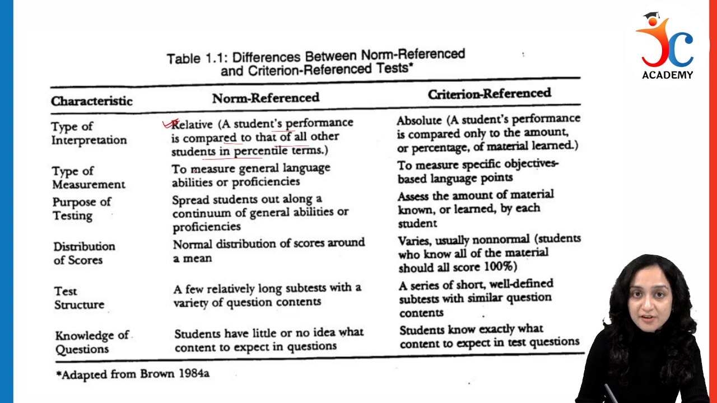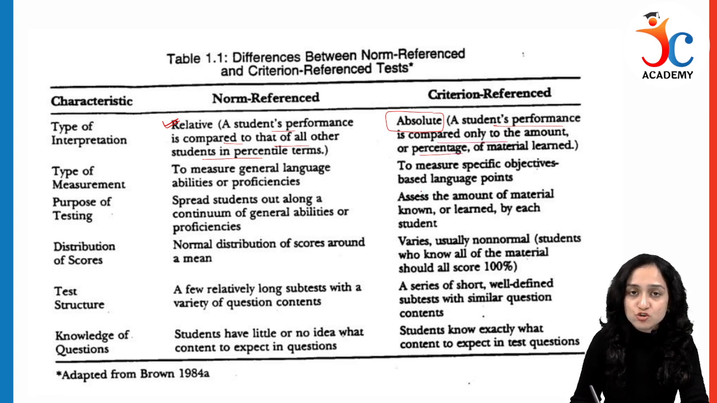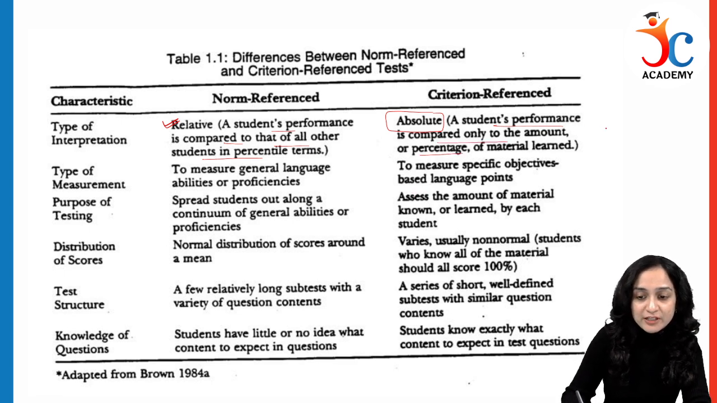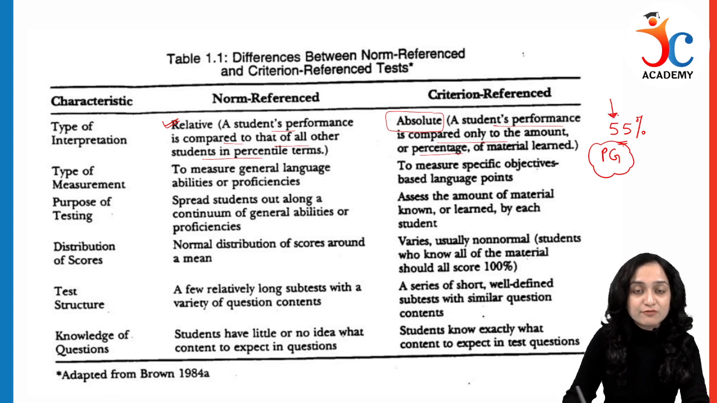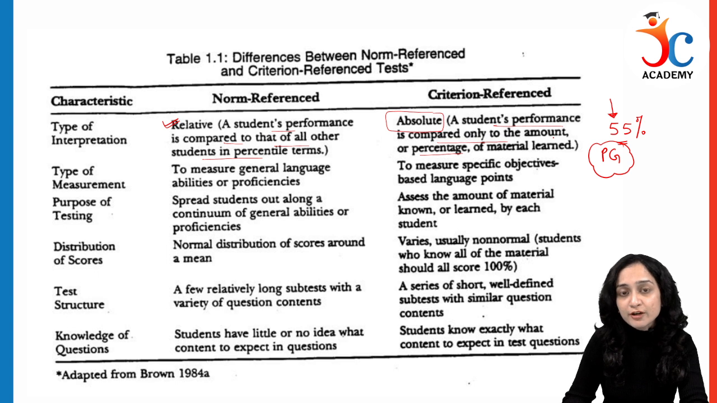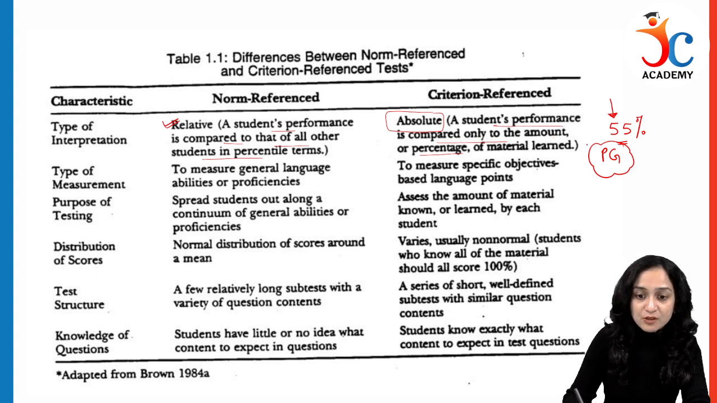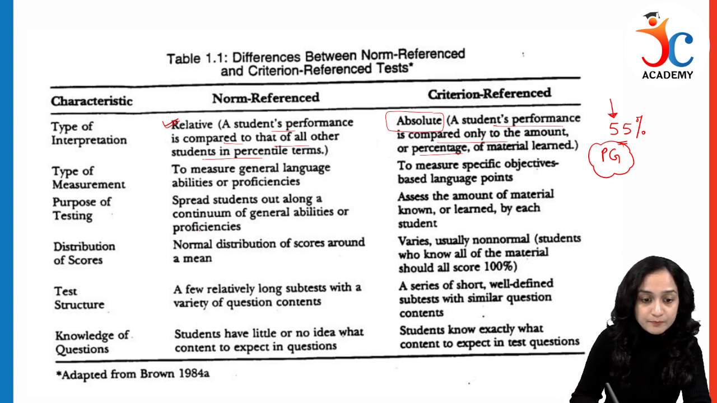That is norm referenced. In criterion referenced, the terms are absolute in nature. That is, a student's performance is compared only to the amount or the percentage of material learned. For example, in UGC NET, you have to have 55% in post-graduation. This is the criteria. If you have percentage less than 55, you are not eligible for attempting the UGC NET exam. So this is criteria.